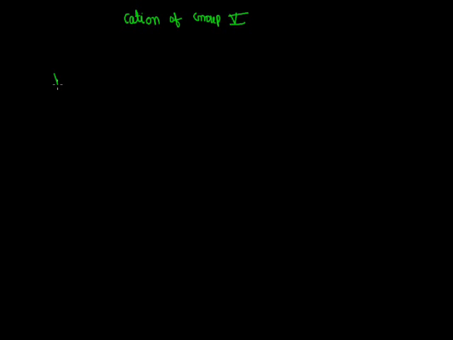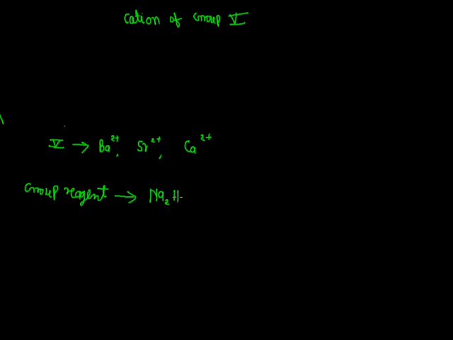First, we will discuss which cations are placed in group fifth. In group fifth, we place the cations barium plus 2, strontium plus 2, and calcium plus 2. The group reagent for the fifth group is disodium hydrogen phosphate, that is Na2HPO4. For group fifth, we also apply the flame test, so we use the flame test for investigation of the fifth group radicals.